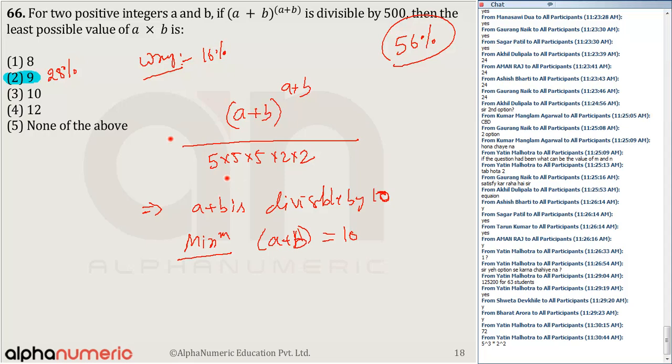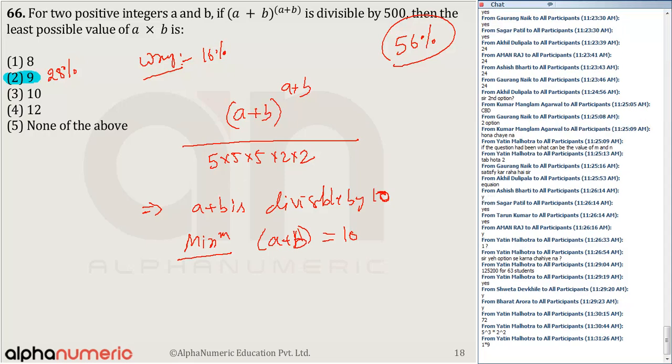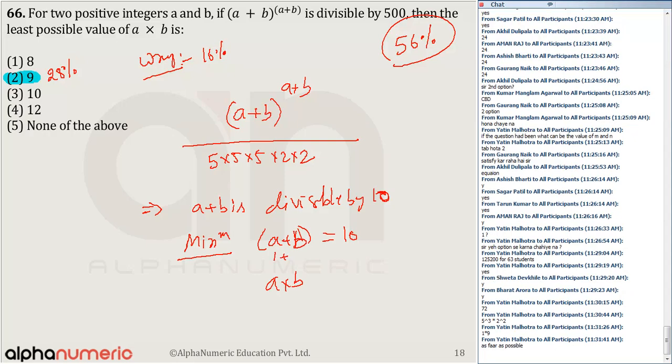And the question is the least possible value of a into b. If the sum of the two numbers is constant, then the product is maximum when they are equal. We need the minimum, so for minimum, they should be very, very far away from each other. So I can take one number as 1, another number as 9. So the value is 1 × 9, which is 9. So that's why the answer is option number 2.